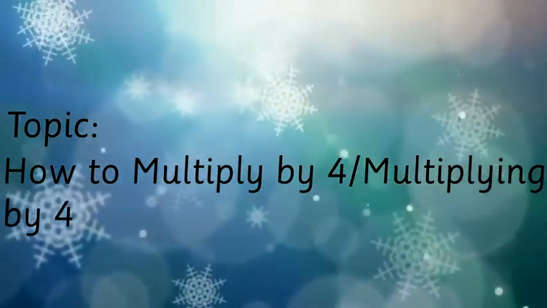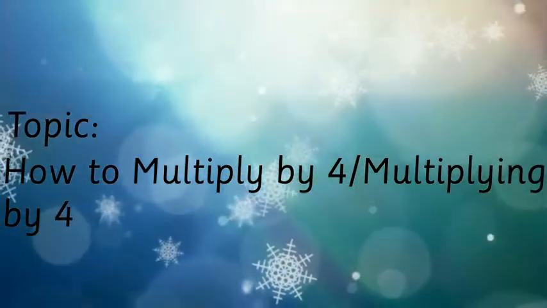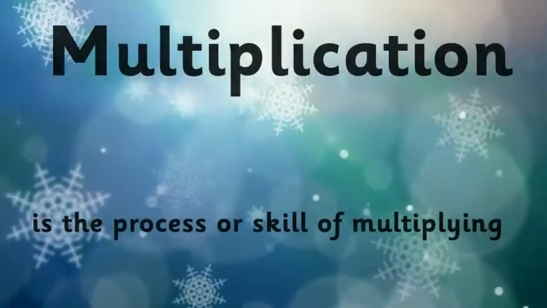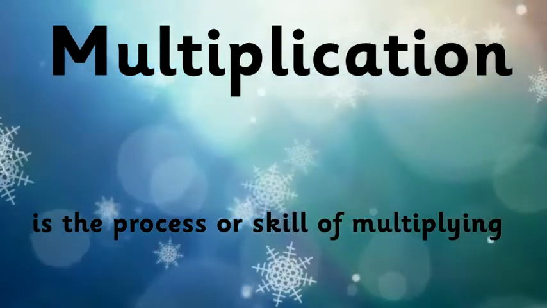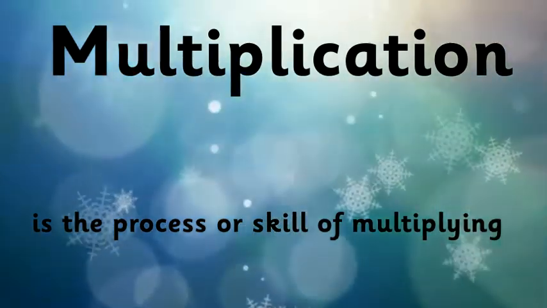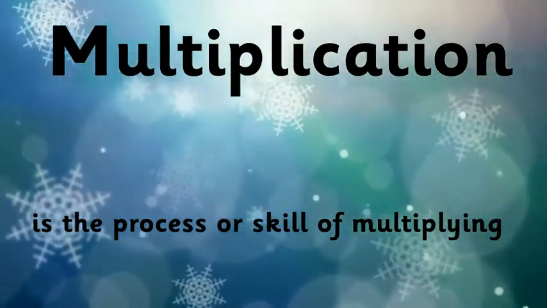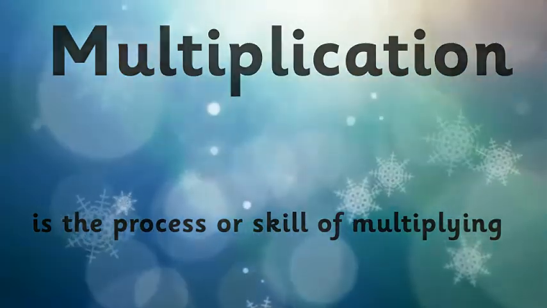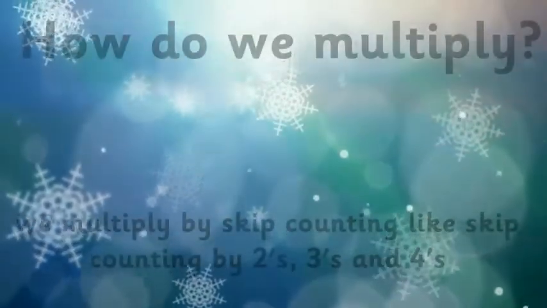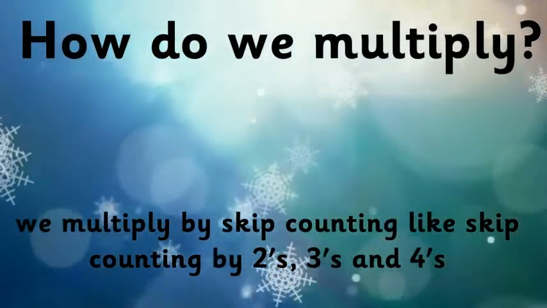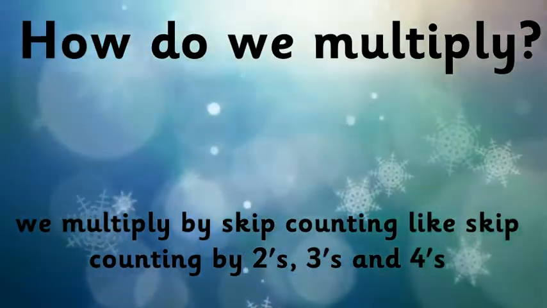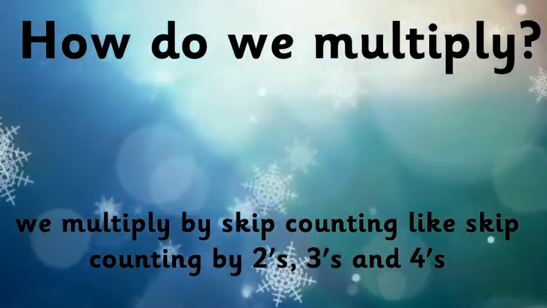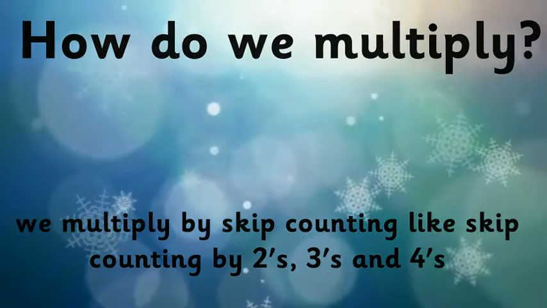How do we multiply? Well, multiplication is the process or skill of multiplying. And how do we multiply? Multiplying is just like, to me, skip counting. Like skip counting in twos. 2, 4, 6, like multiplying. So how do you multiply? You multiply by skip counting.